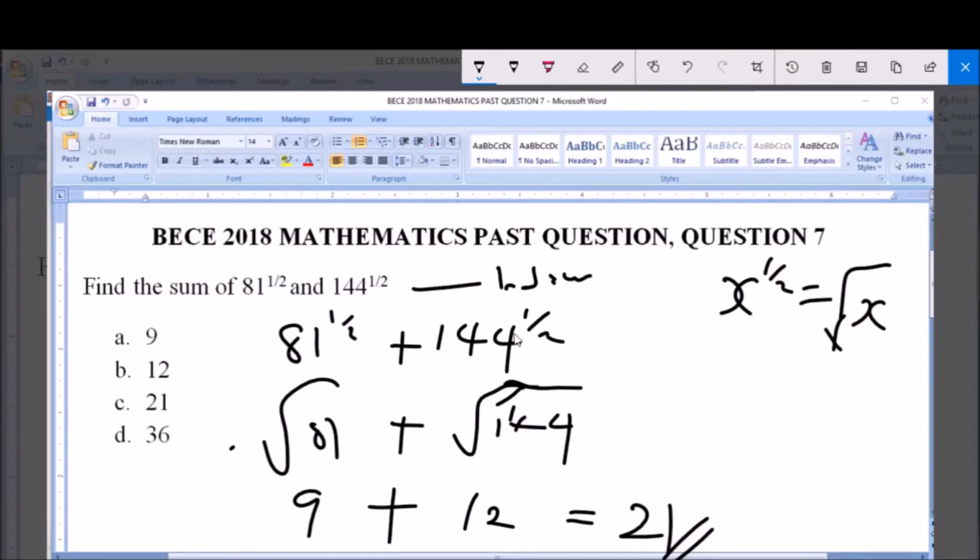And 144 raised to the power of 1 over 2 simply means square root of 144. Square root of 81 will give us 9. Square root of 144 will give us 12. And when we sum this up, we have 21.